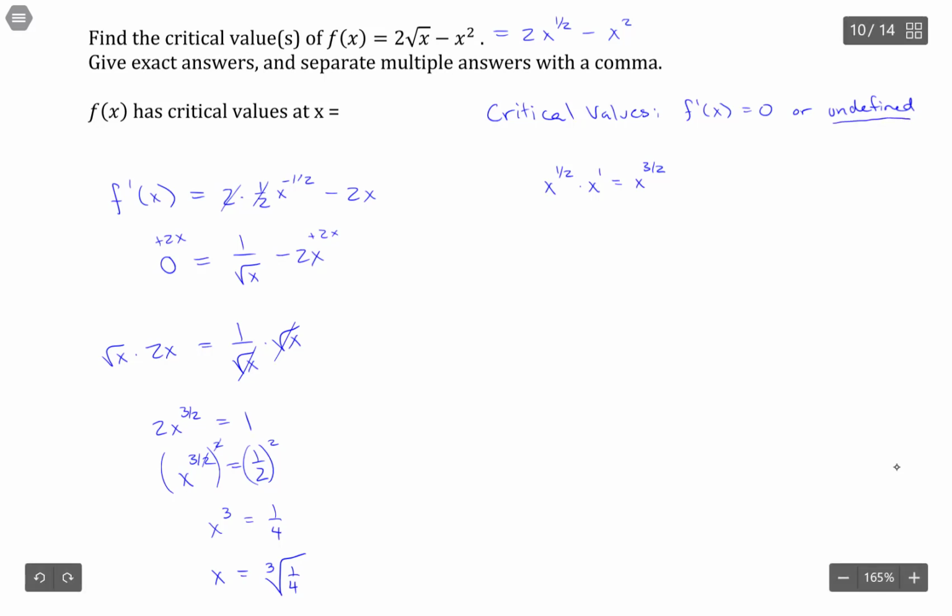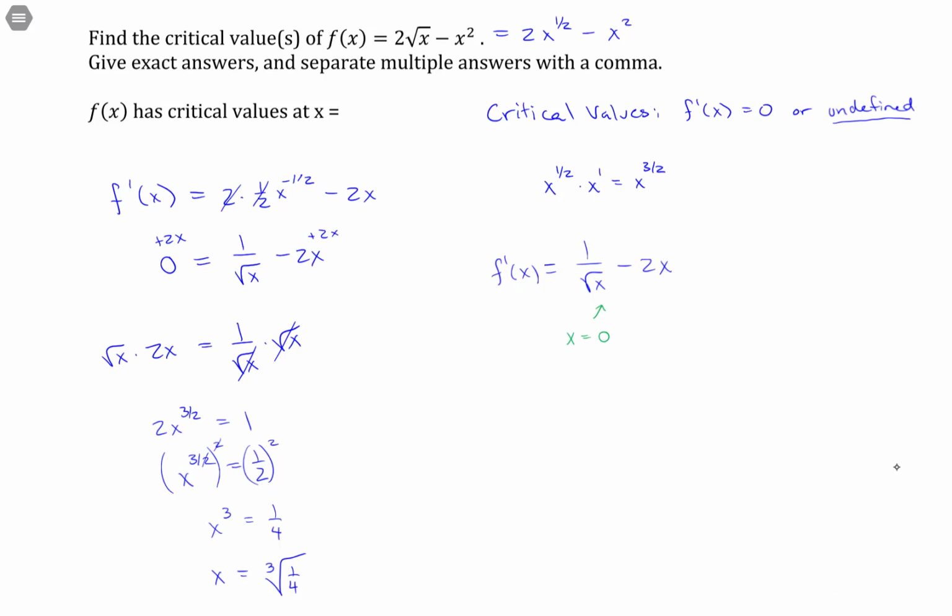But let's think about where this could be undefined. So I have f prime of x equals 1 over the square root of x minus 2x. Something can be undefined where you end up with division by 0. So if you just put in x equals 0, you're going to get division by 0. So x equals 0 is a critical number as well. Now, there's not really any analytics to solve there, just because that's how we end up with undefined values.